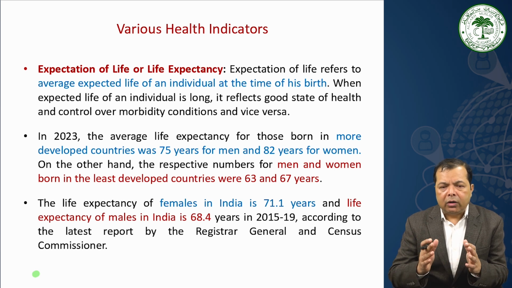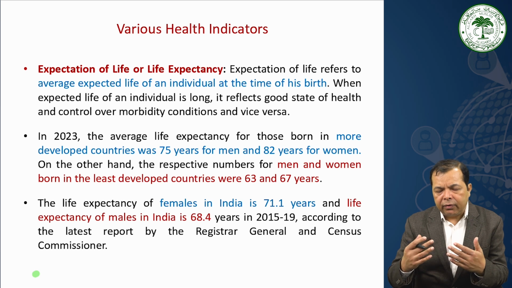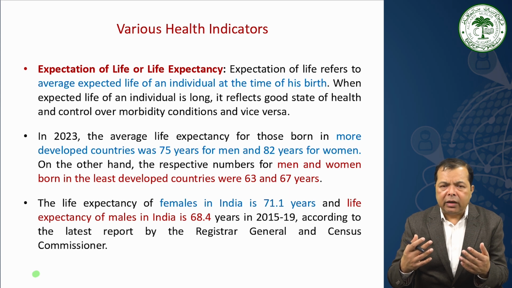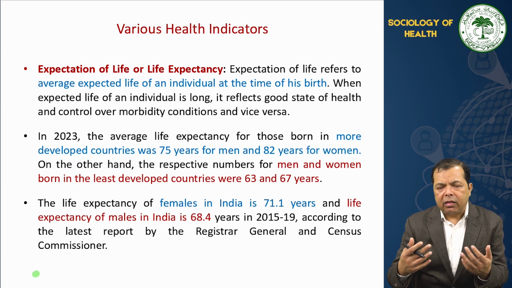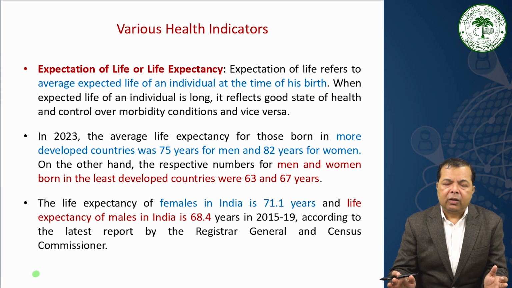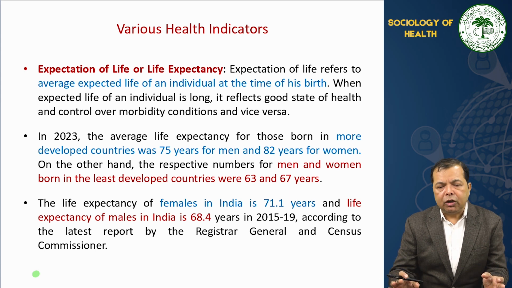understand what these figures are actually saying. First, there is a difference between the developed countries and the least developed countries. That is very obvious. Along with that, there is a difference between men and women also. And we can see that women have more life expectancy than men. And that shows basically the relative positioning of men and women in terms of health index.